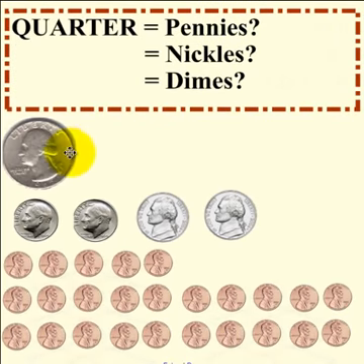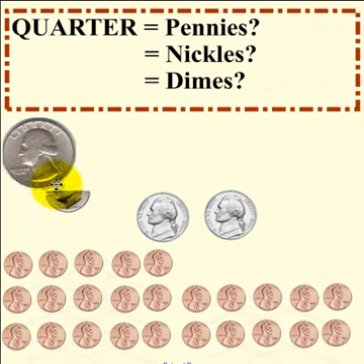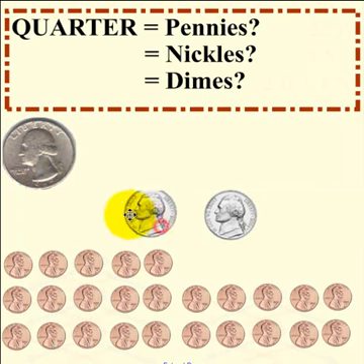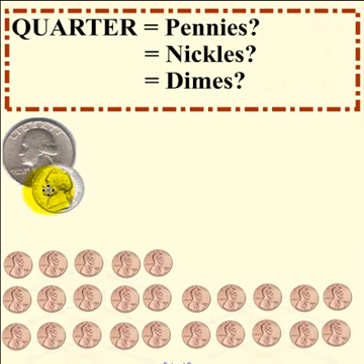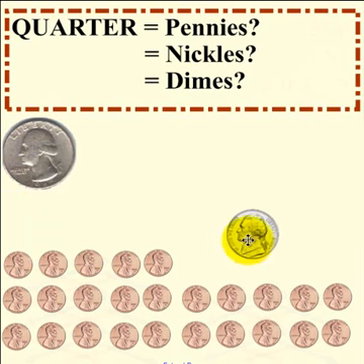Let's see what a quarter is equal to. A quarter is equal to 2 dimes and a nickel, or 5 nickels, or 25 pennies. Let's see if that's true. I'm going to take 1 dime and put it in here. So another dime, that's 20 cents. And here's another nickel, so that's 25 cents. And will this nickel go in? No, it won't. So a quarter is equal to 2 dimes and a nickel.